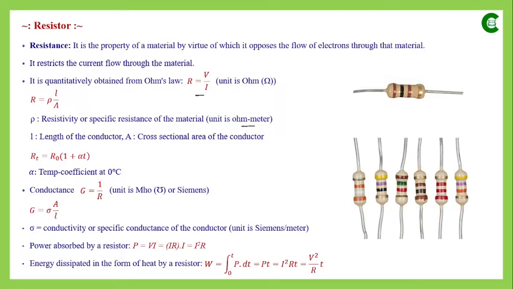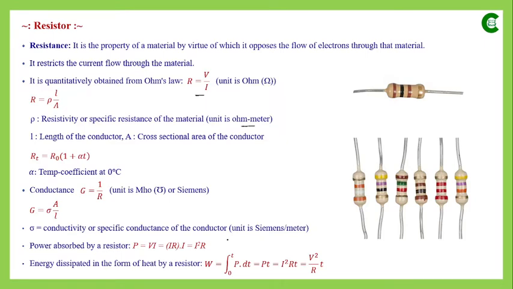Now the power absorbed by a particular resistor is the voltage drop across that resistor multiplied by the current flow. So the power absorbed, P, is equal to simply V multiplied by I, and from Ohm's law we know V is nothing but IR. So it can also be expressed as I square R. So if we want to represent the power absorbed by a resistor in the form of current, then it will be I square R.